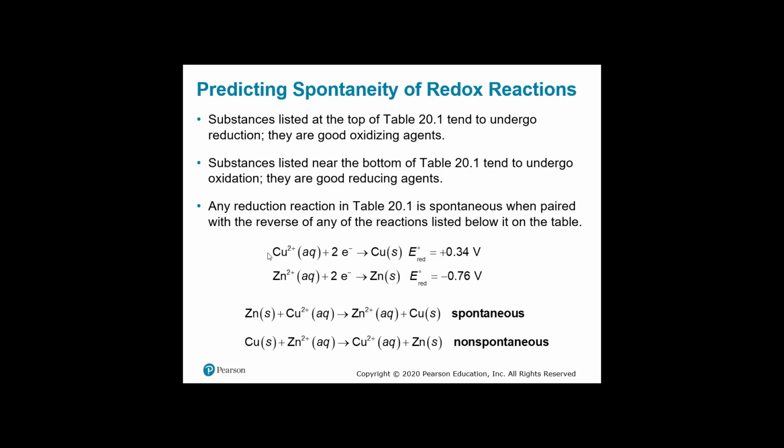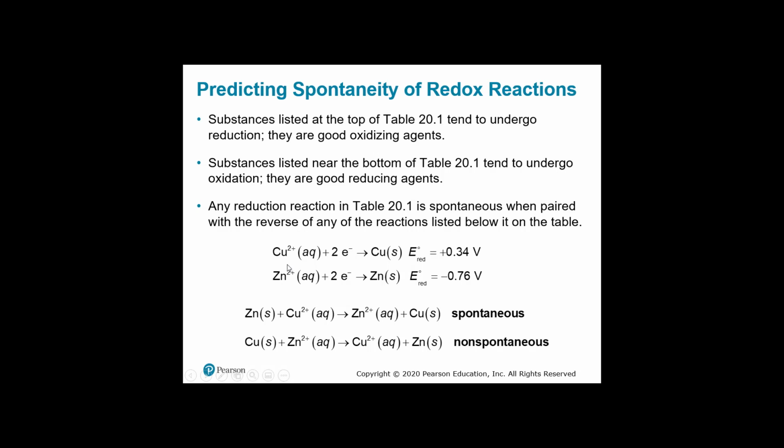Any reduction reaction is spontaneous when paired with the reverse of any of the reactions listed below it on the table. So for anything listed above, you need to see where it's listed below, and if it ends up with a positive value overall, it's spontaneous. If it does not, it's not spontaneous.